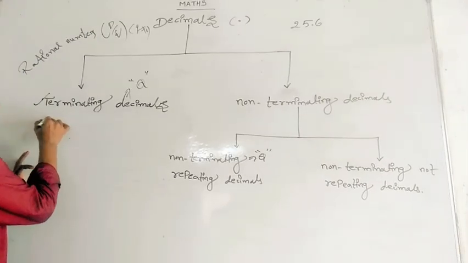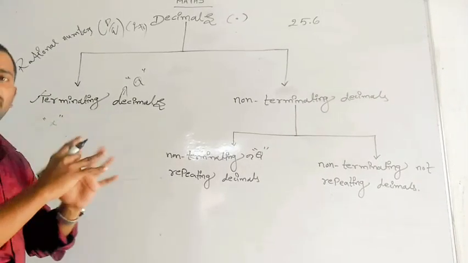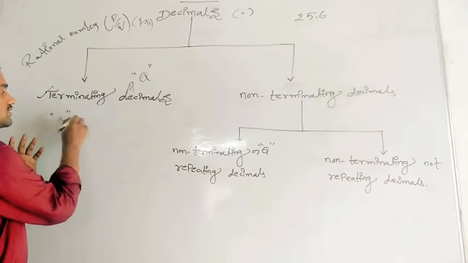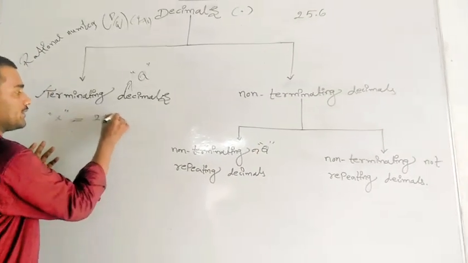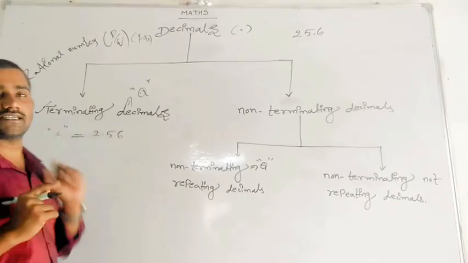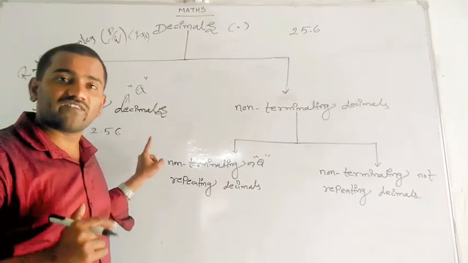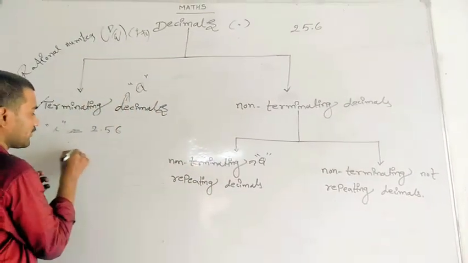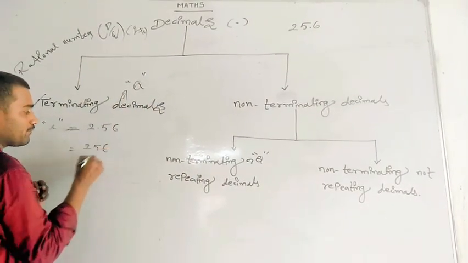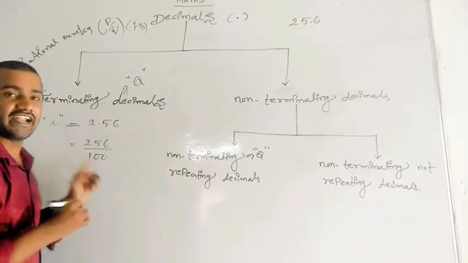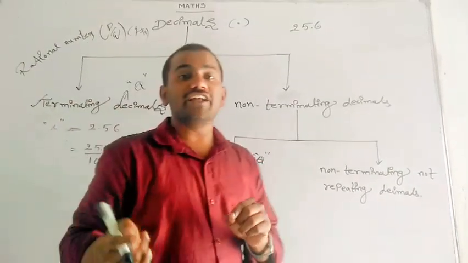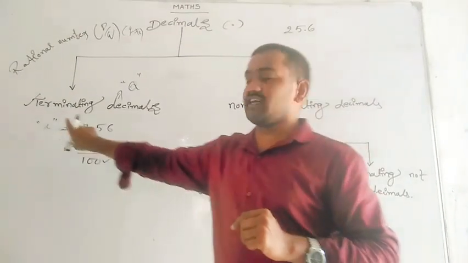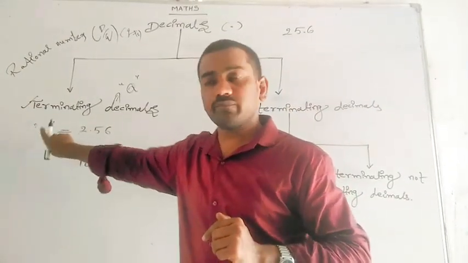Here x is a decimal number. Suppose x is any decimal number. Let's take 2.56. This 2.56 can be expressed in the form of p by q. Let us write it in the form of p by q: 256 by 100.